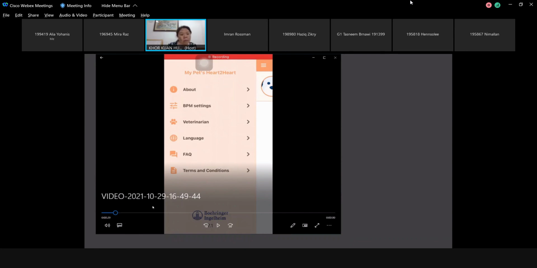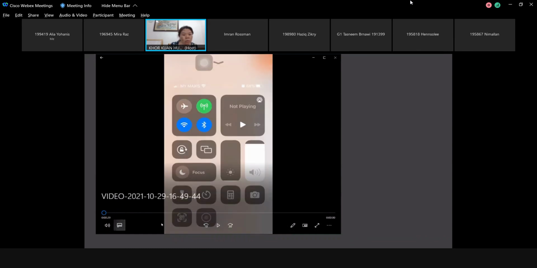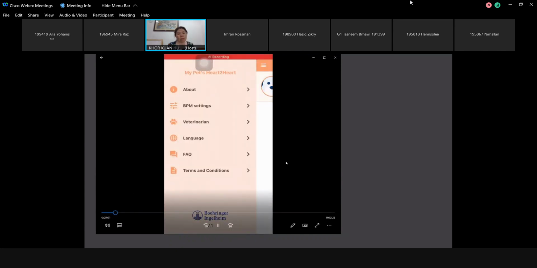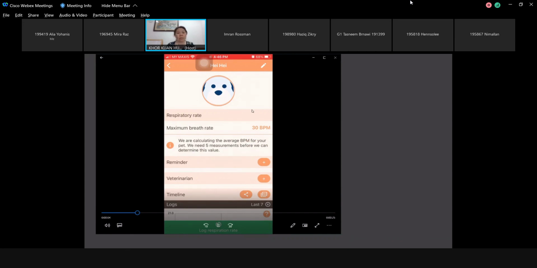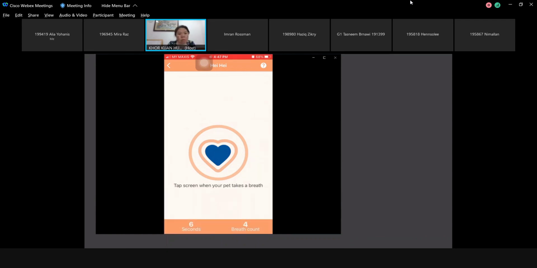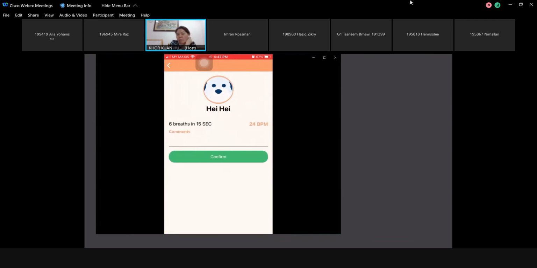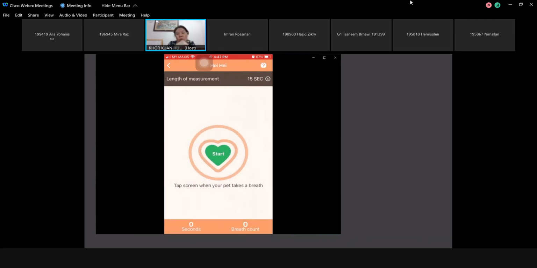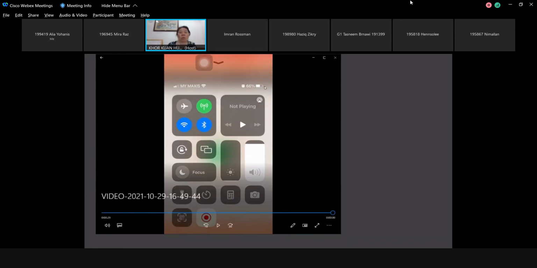You just download this app and then you can use it. For example, I was playing a fool just now, so I put my dog's details inside. Then you can set what kind of breathing rate. I wanted to calculate 15 seconds just now. As the dog breathes, I just tap on the heart, breathe, tap on the heart, tap on that blue heart. It will calculate that 15 seconds and then tell me this dog has 24 breaths per minute. So it's normal. This is one app that you can use.